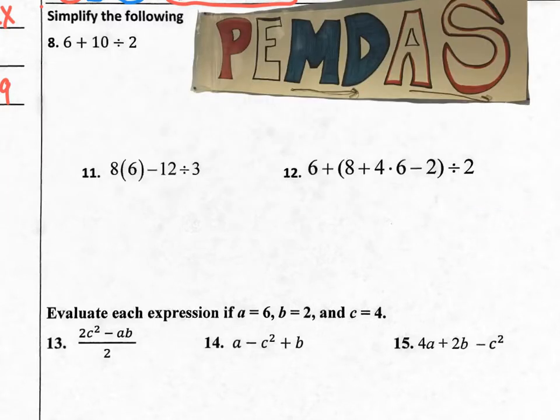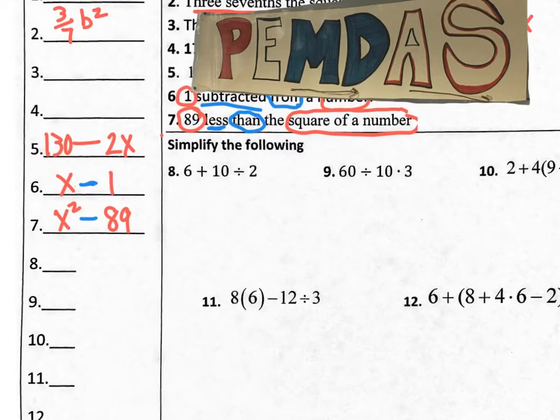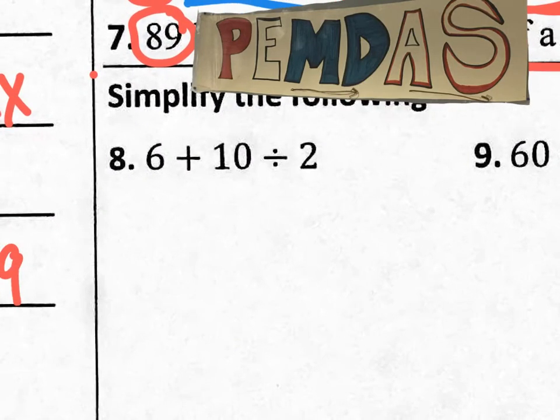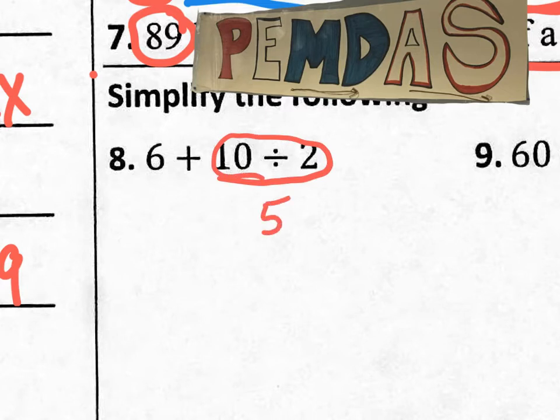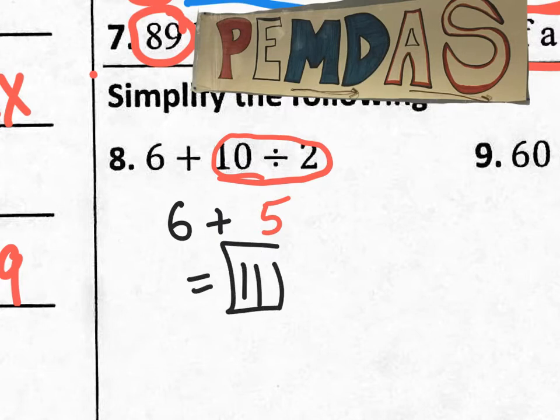So let's jump to number 8 right here. We have two operations here. We have addition and we have division. So what do we do first? Do we add or do we divide? We divide first, that's right. And I like to box in what I'm going to do. So 10 divided by 2 is 5. I'm going to bring down the rest, bring down the plus, bring down the 6. And we really have 6 plus 5, which is 11. And that's your final answer for number 8. Let's move on to number 9.